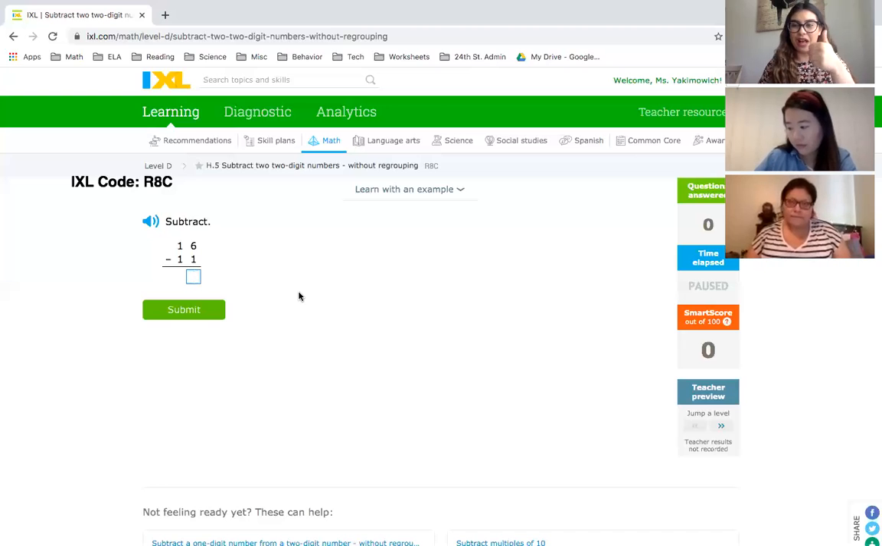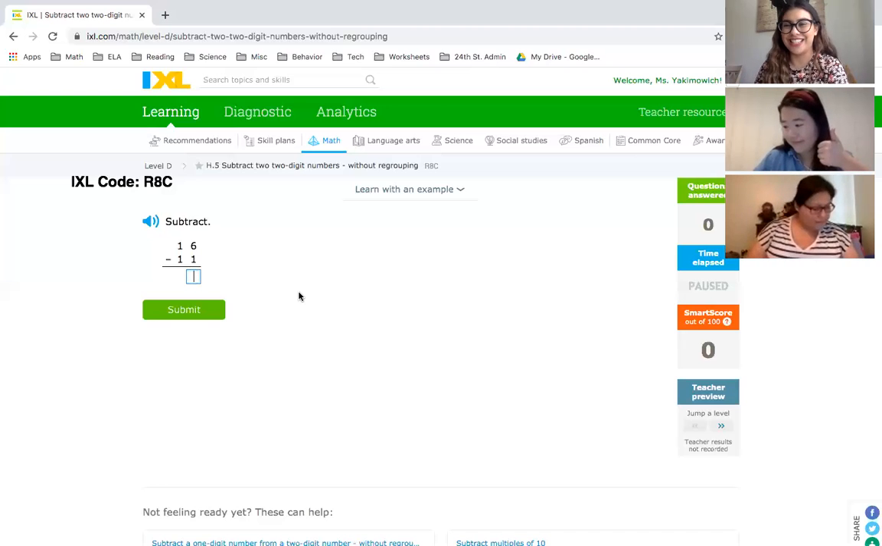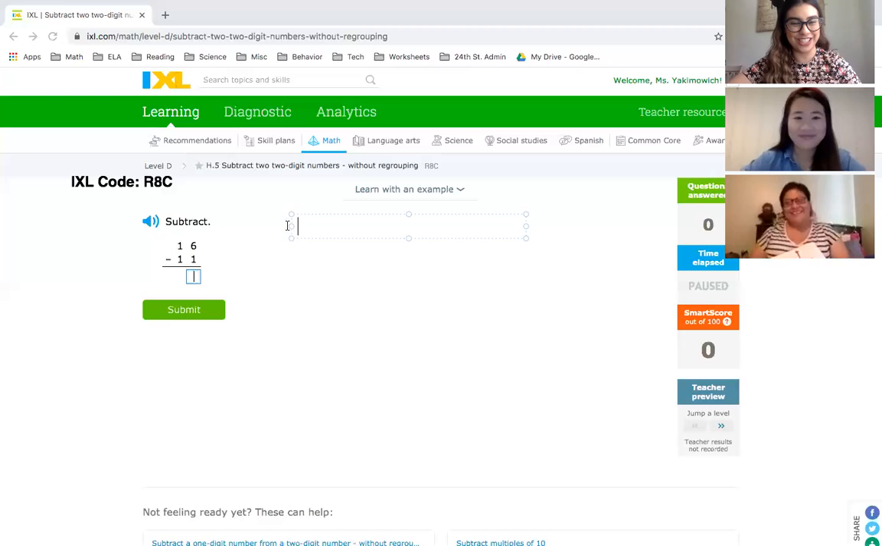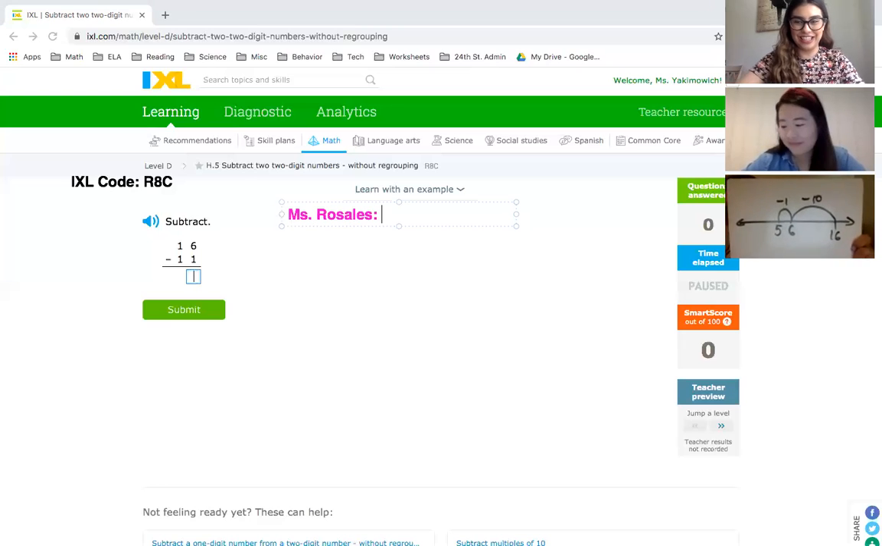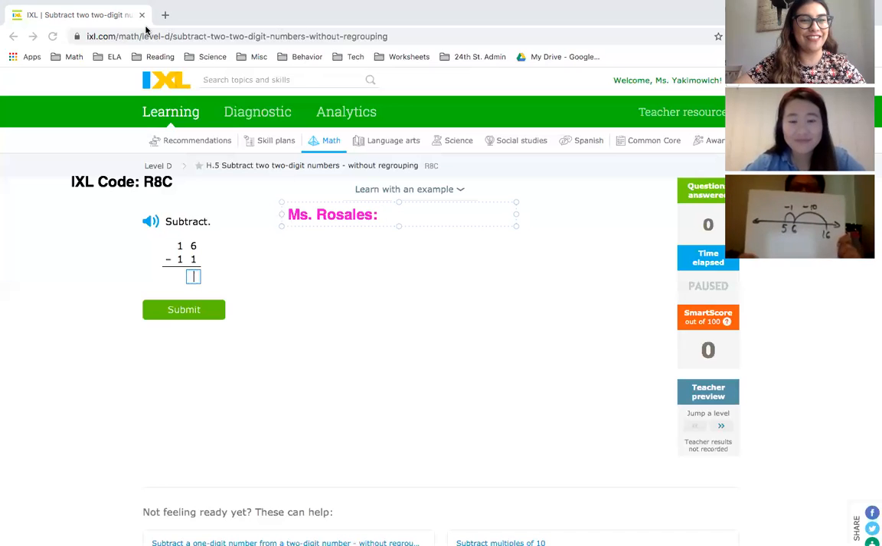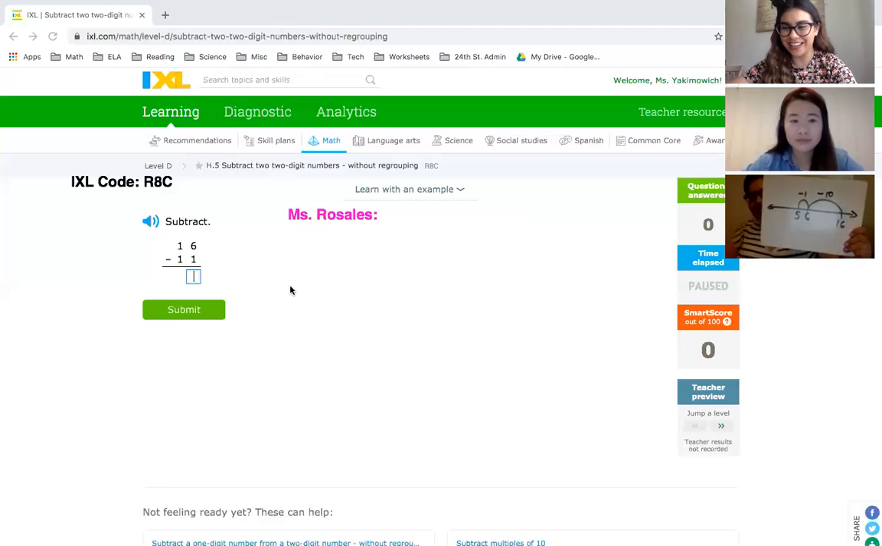So I see Ms. Rosales is ready to go and Ms. T is ready to go. Since in our last video I had Ms. T go first, Ms. Rosales, can you go first and show us your strategy? I love the number line. Yes. So we have been using that one because we want to get better at it, right? And the more we use it, the better we get. So tell us what you did first, Ms. Rosales.